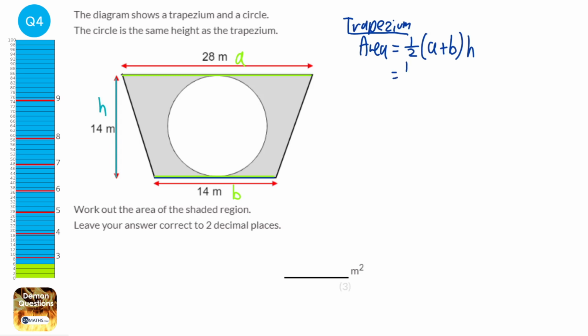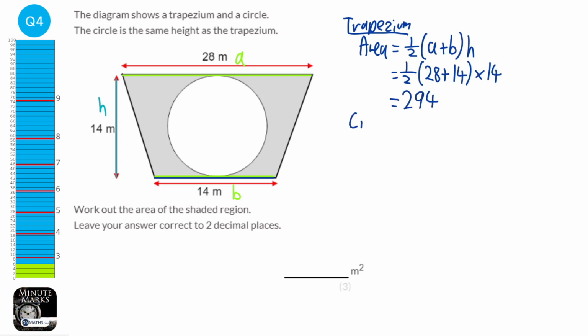So the area would be half times A, which is 28, plus B, which is 14, times the height, which is 14. And so that would be 294. Next we'll do the circle. Now it doesn't look like we've got anything for the circle, but actually the height here is actually the height of the circle as well.